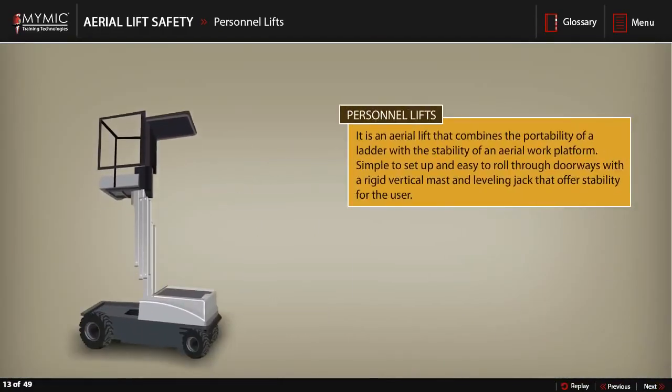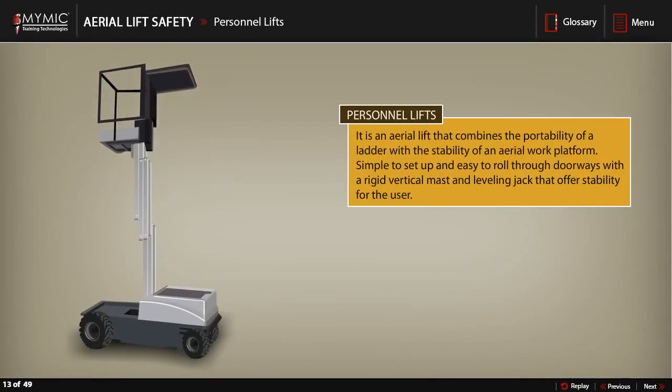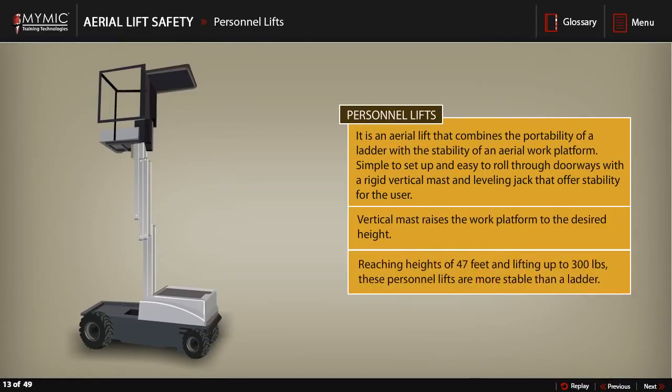Personnel lifts. A personnel lift is an aerial lift that combines the portability of a ladder with the stability of an aerial work platform. These are simple to set up and easy to roll through doorways with a rigid vertical mast and leveling jack that offers stability for the user. The vertical mast raises the work platform to the desired height. Reaching heights of 47 feet and lifting up to 300 pounds, these personnel lifts are more stable than a ladder. It is ideal for indoor use and is suitable for fragile surfaces.